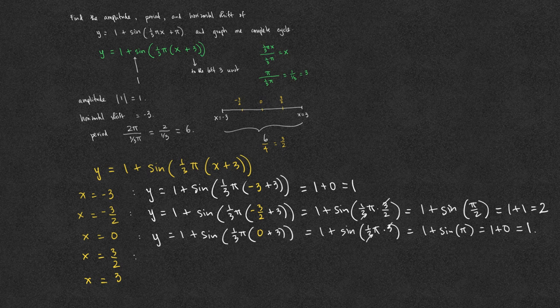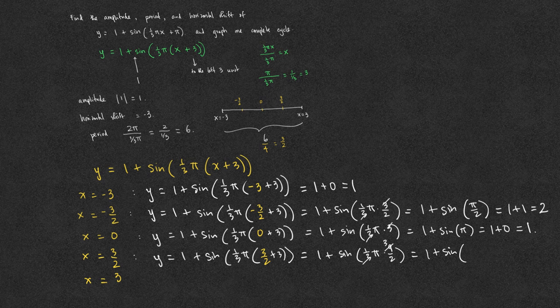For x equals 3 over 2, y equals 1 plus sine of 1/3 pi. X is 3 over 2, and then we still need to add 3. The only thing we did here is substitute 3 over 2 into x. This is 1 plus sine of 1/3 pi. 3/2 plus 3 is 3/2 plus 6 over 2, which is 9 over 2. And so this is 1 plus sine of 1/3 pi times 9 over 2, and 9 divided by 3 is 3.